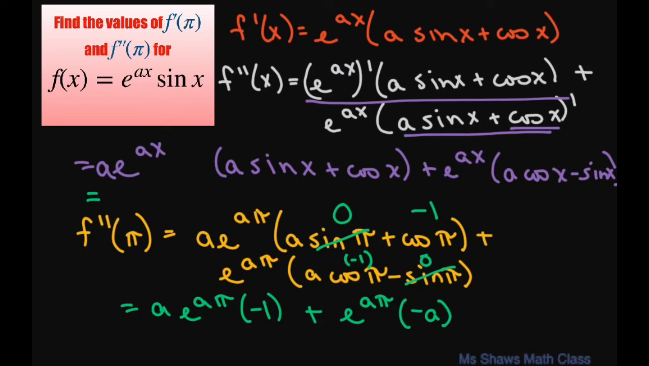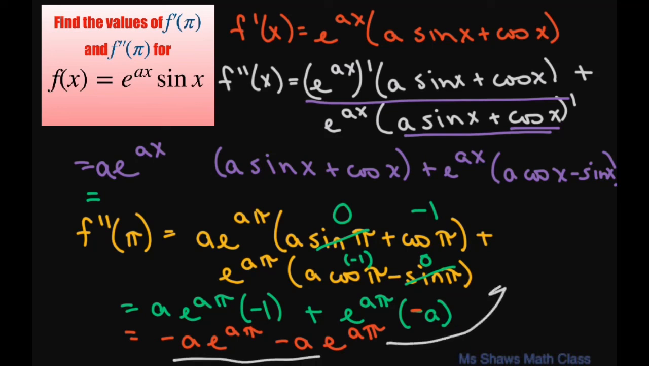And so when you get this, we're going to have two negatives here. We have this equals negative a e to the power of a pi. And then I'm going to pull this out front, negative a e to the power of a pi. So finally, my final answer when you simplify this is going to be negative 2a times e to the power of a pi. And that is your value.